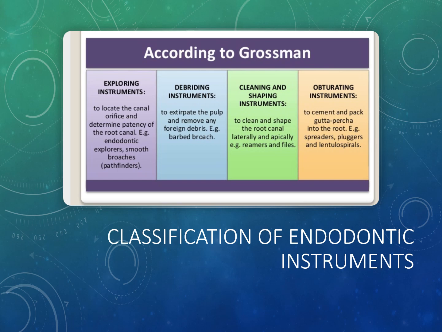Next, the debriding instruments: after you do the access opening or locate the canal, they are mainly used to extirpate the pulp and foreign debris inside. Example, barbed broach. We usually use that to extirpate the pulp. The third is cleaning and shaping instruments, which are used to clean and shape the root canal laterally and apically. You can use either a hand file system or a rotary file system. And next are the obturating instruments, used to condense and pack the GP inside the root. Examples: spreaders, pluggers and lentulo spirals.